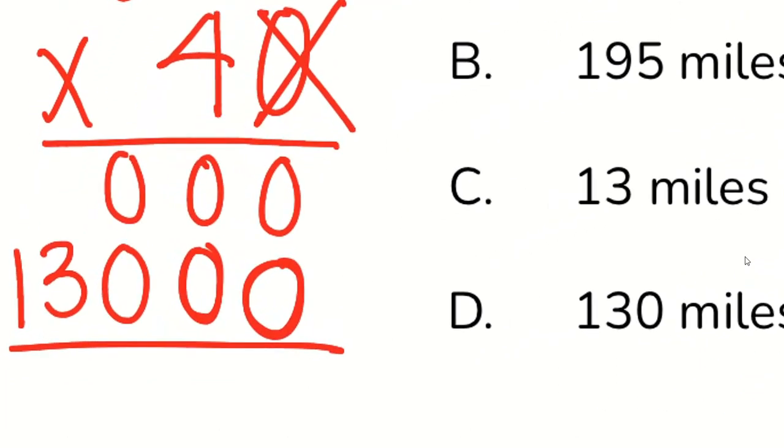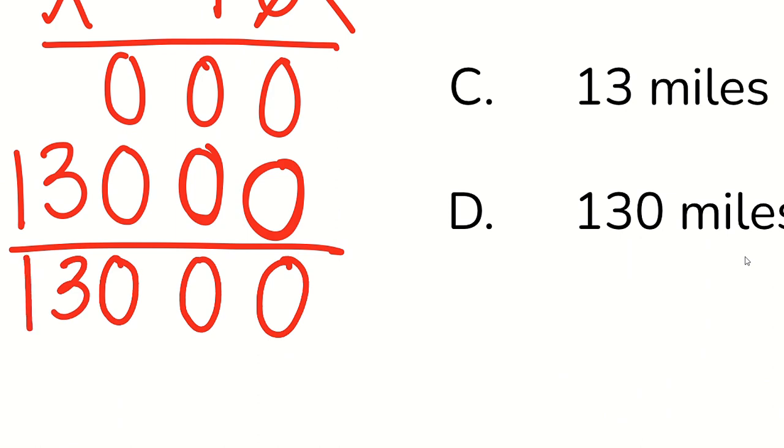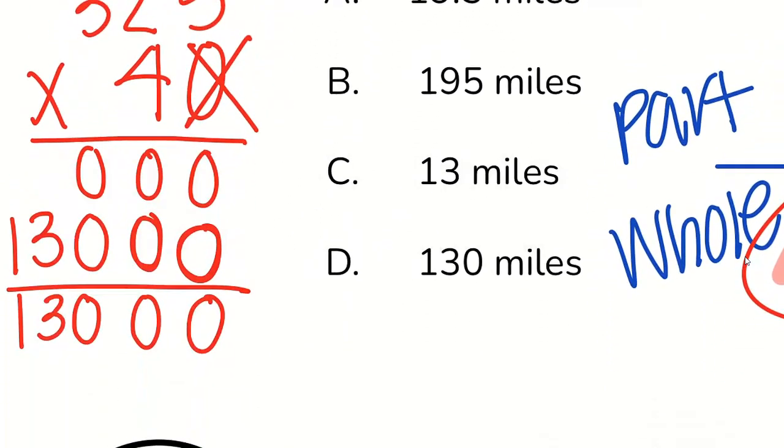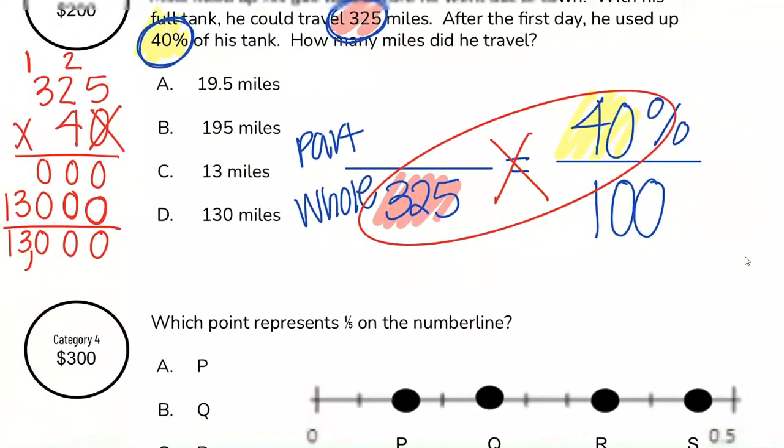Then we have to add everything up. 0 plus 0 is 0. 0 plus 0 is 0. 0 plus 0 is 0. And I just bring down my 3 and my 1. There's no decimals. So this is going to be 13,000. Oh, that's not an answer.